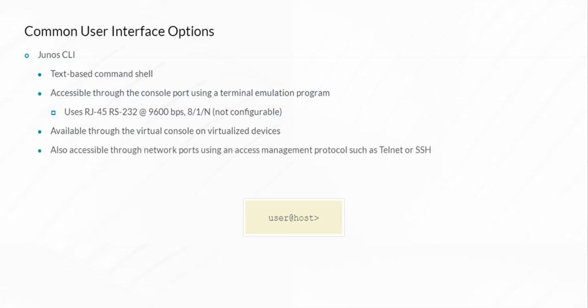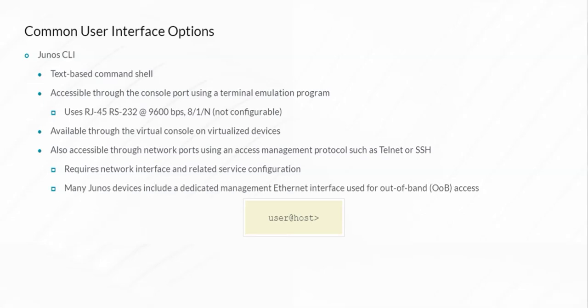A second option for accessing the CLI is over the network, in-band, using access protocols, such as Telnet or SSH. Unlike the console connection, these access options require configuration of the network port and the access protocol. Many Juniper device platforms running Junos OS also offer a dedicated management Ethernet port. This management port provides out-of-band access. This out-of-band port is unique in that it can be used to configure the device, but cannot forward transit traffic.